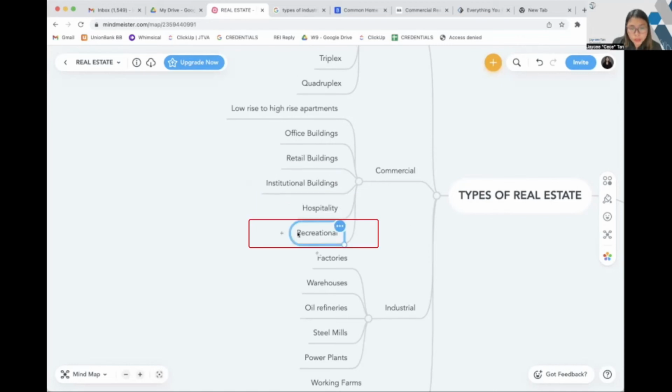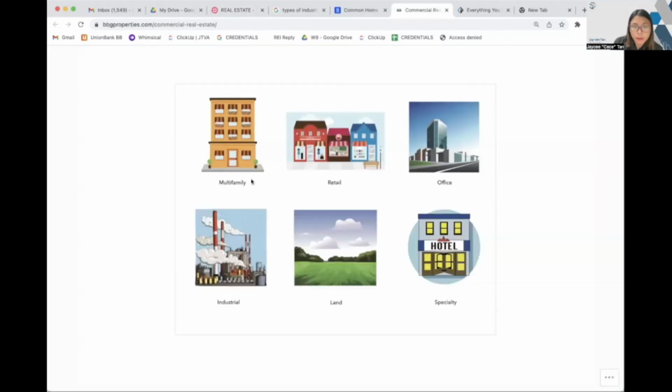And then we have recreational. Recreational are the establishments that are built for entertainment purposes, like track field, golf course, all of that falls within commercial properties. We have multifamily, the retail stores, we have the offices. Just disregard the industrial. I'm not sure why that's included there, but these are basically some of the commercial properties. Okay, just exclude the industrial land and specialty. Actually, specialty is included because that's hotel or hospitality. That falls within the category of hospitality, right?